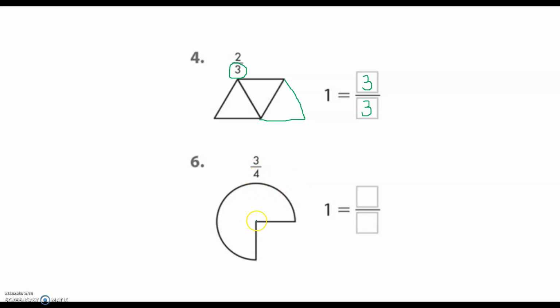Now let's take a look at this one. 3/4. We have 3 pieces here. And the way that we can show that is like this. We have 3 pieces out of 4, 3/4. So to make my last piece, I'm just going to draw it like that. So now I have 1, 2, 3, 4. 1 whole is 4/4 because my denominator is 4.